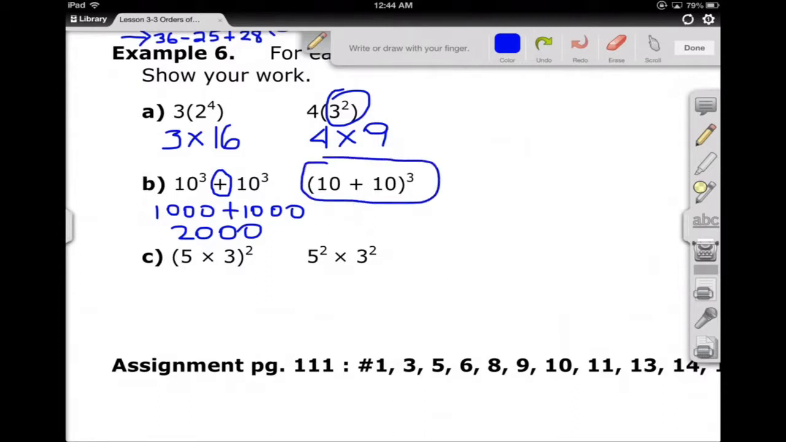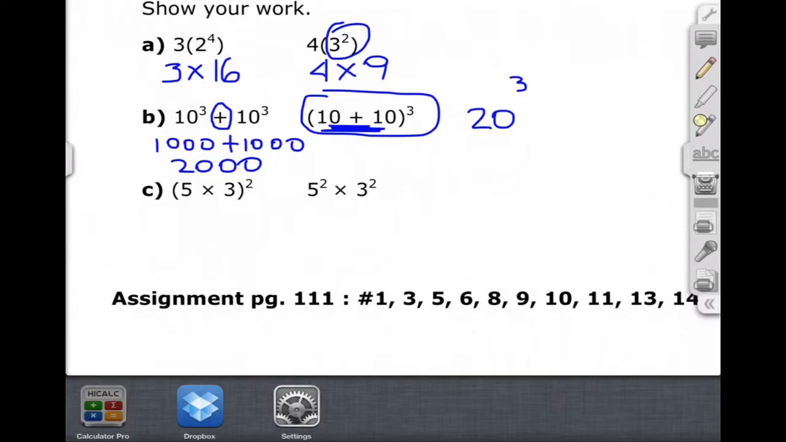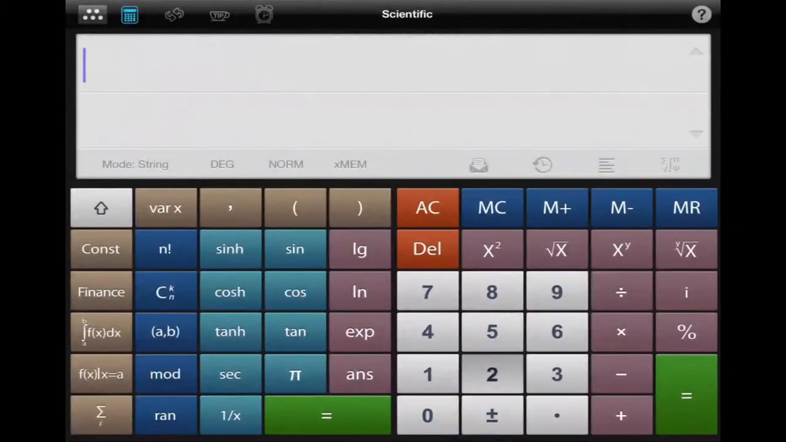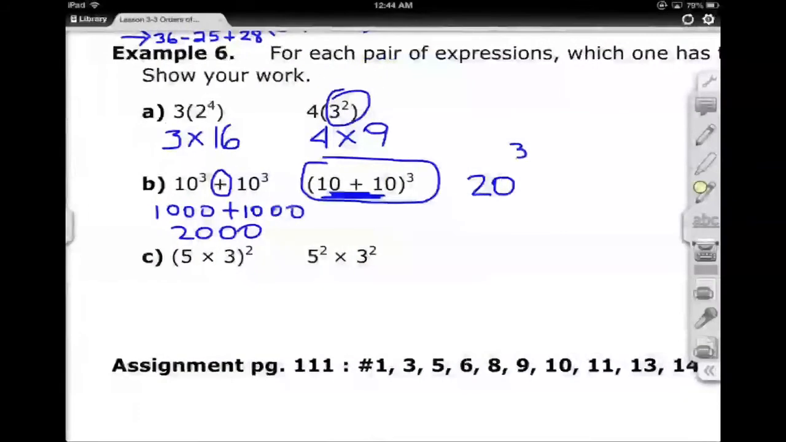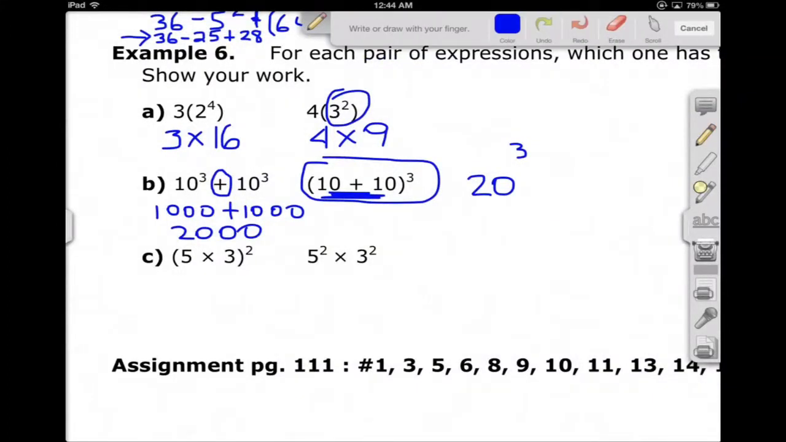Because you have to do the brackets first. So you've got 20 to the third power and 20 to the third power gives 8,000. Sneaky. At first glance, a great number of folks will look at that and think that these two in B would be the same.